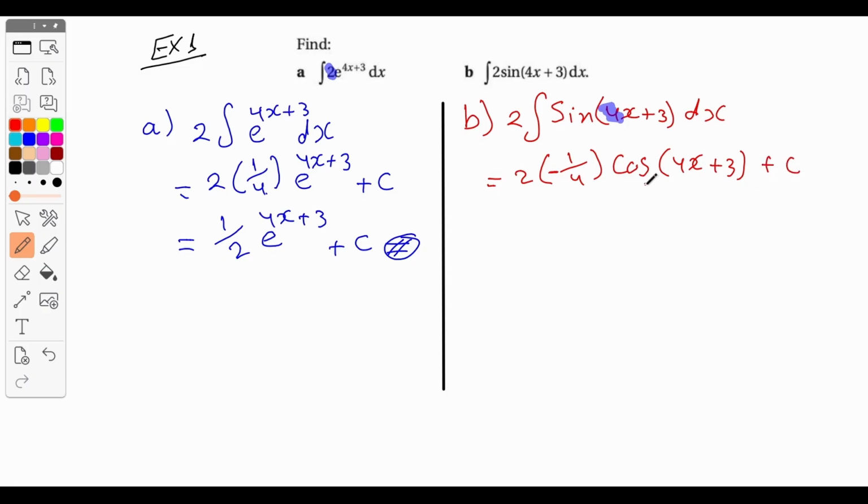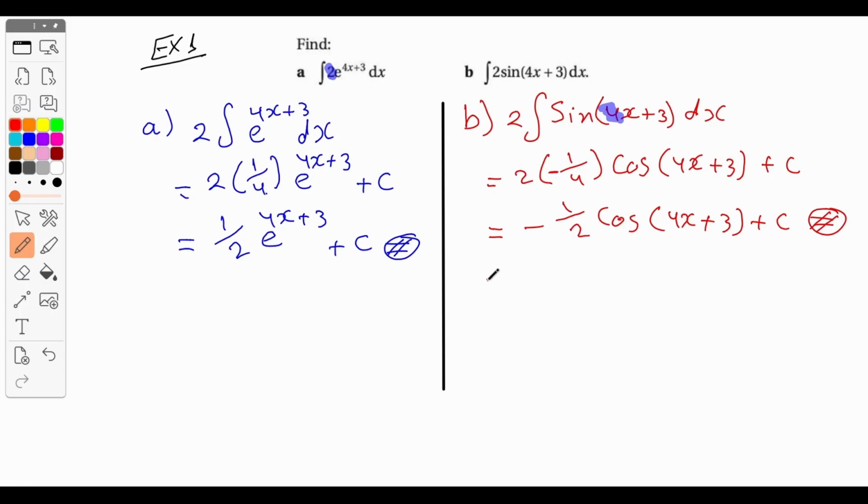Okay, so 2 times negative quarter, that will be negative half in the simplest form. As we said here, 2 times quarter is half. Here, because of this negative, the answer is negative half cosine, the quantity 4x plus 3 plus c. Okay, this is the answer of this question.